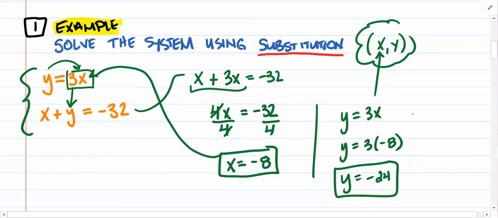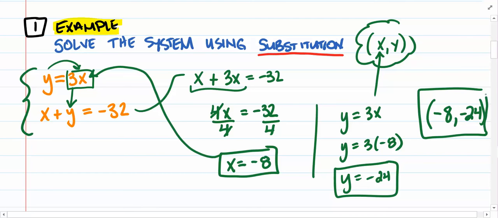So the solution to the system would be the following. It would be negative 8 comma negative 24. And that is how you solve a system using substitution.